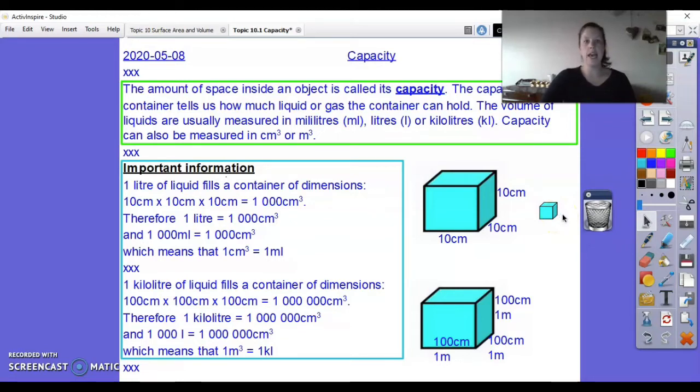Right. Pause the video, have a look, and go through that again. Make sure you understand it.